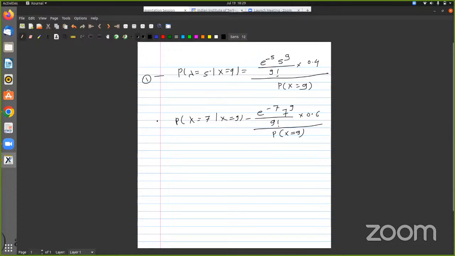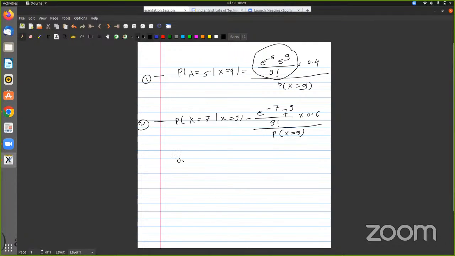This is my second equation, correct? Yes, sir. Even if we don't divide, in case we have to find some value and compare, then only we'll be able to compare, right? Correct. So what is this value? Sir, the total numerator is 0.014.